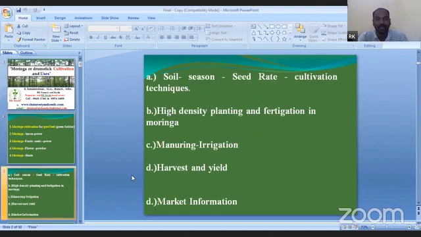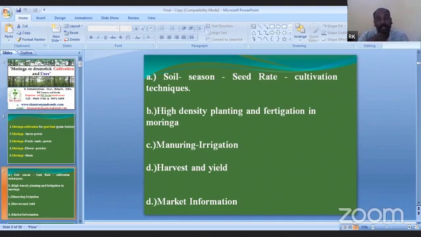The next slide. What are the elements needed for effective propagation or cultivation technique? First, soil. What type of soil it will grow in, which type of soil it grows effectively in, and which season is effective for growing Moringa. What is the seed rate per kg? How many seeds are required for 1 hectare or 1 acre? What are the cultivation techniques? We are discussing that. Then second, high density plantation.